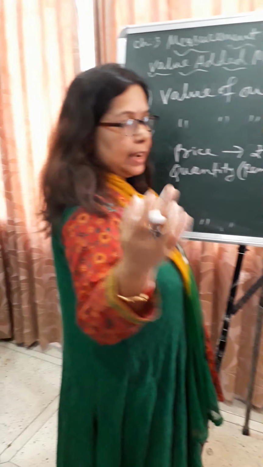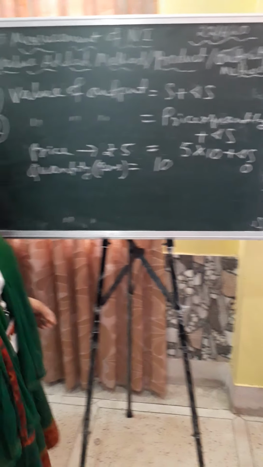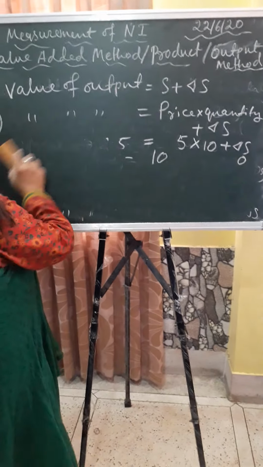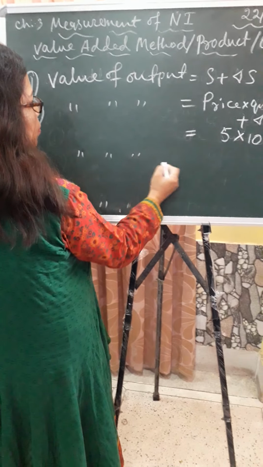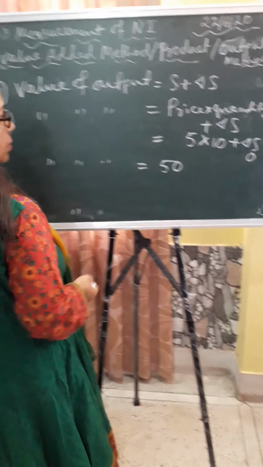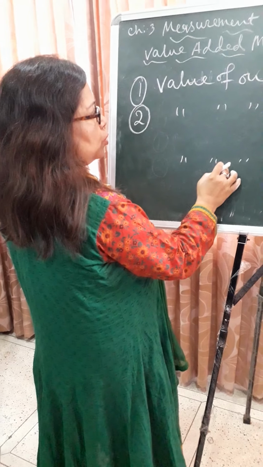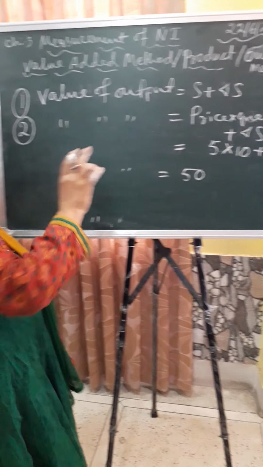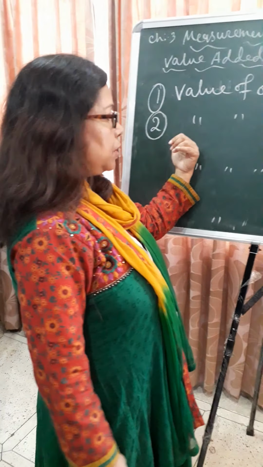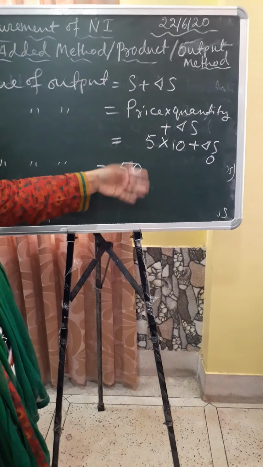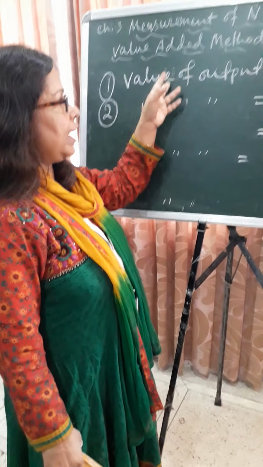Here we are assuming that change in stock is 0. Change in stock 0. So what will be the result? So value of output equals 50. Change in stock is 0, so the value will be 50. So value of output is 50. So in 2 ways we can calculate value of output: sales plus change in stock, and second, price into quantity when we assume that change in stock is 0.